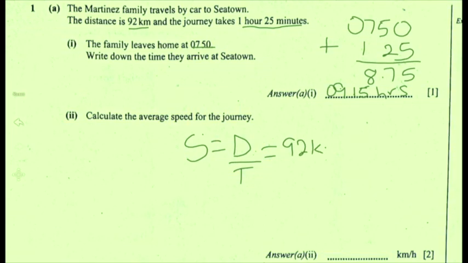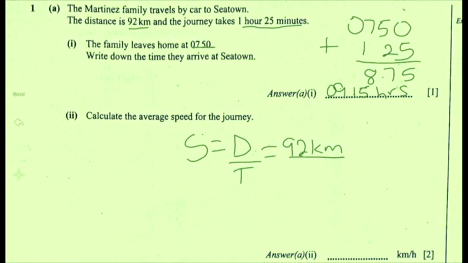92 kilometers divided by the time taken to travel between the two towns, which is that 1 hour 25 minutes. But then you can convert that 1 hour 25 minutes to hours. So this will be 1 hour and 25 minutes out of 60, because 1 hour is 60 minutes. So the 25 minutes is actually 25 out of 60 in hours. So that's the time taken in hours.